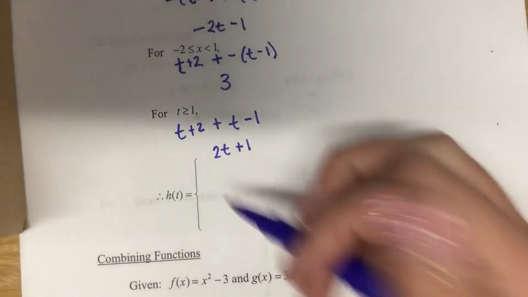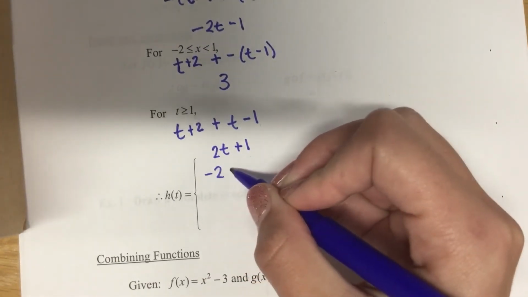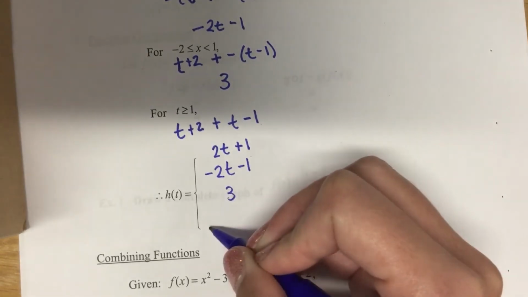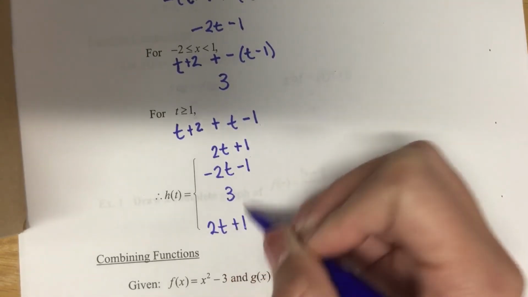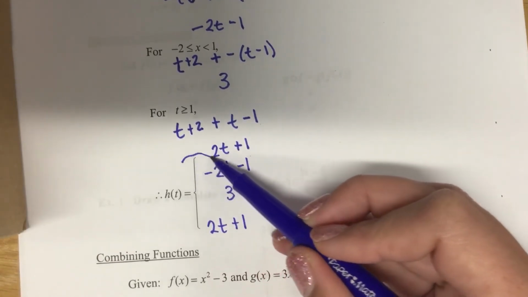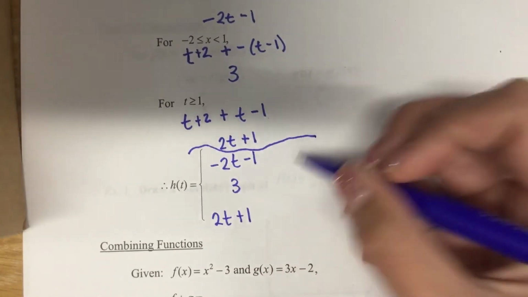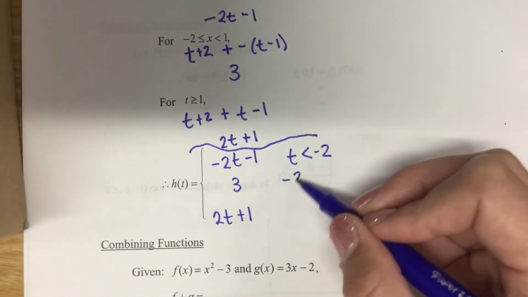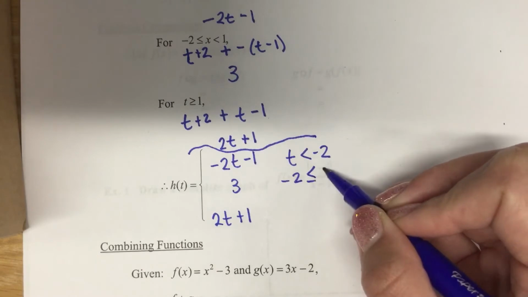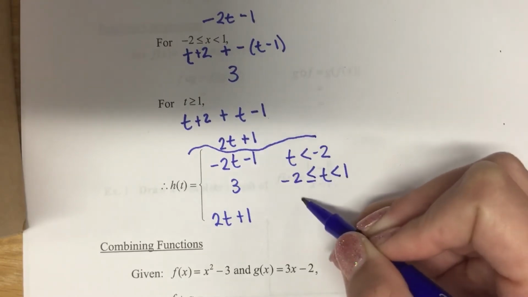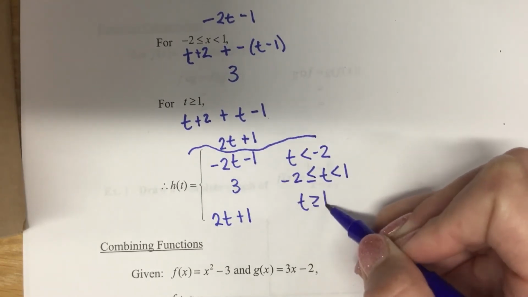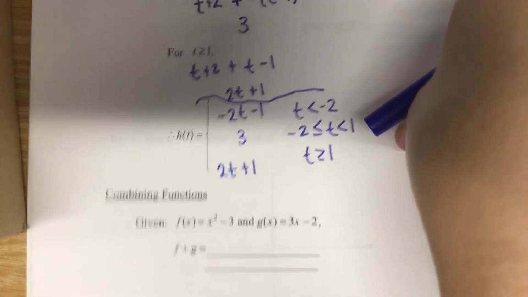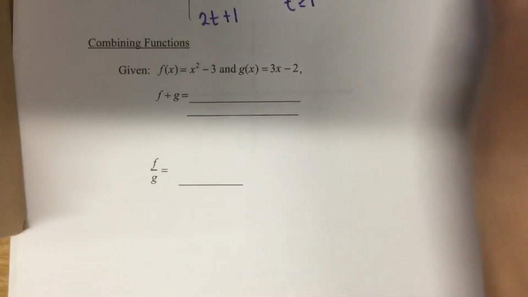And so now we have our different portions, so we can actually split it up. So we have -2t minus 1, we have 3, and we have 2t plus 1 for our piecewise function. Let me draw that just to make sure we don't get mixed up. So this is for everything less than -2. This is for everything between -2 and 1. And this is for everything greater than or equal to 1, just like we did above. And now we have our piecewise function for our mixed one there.